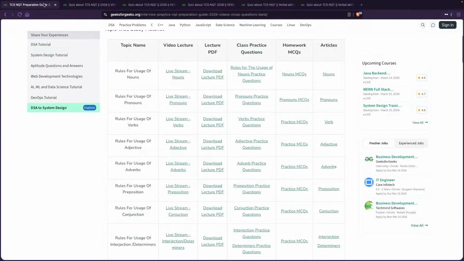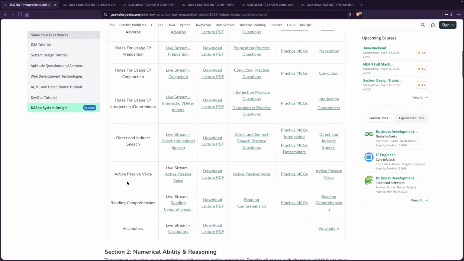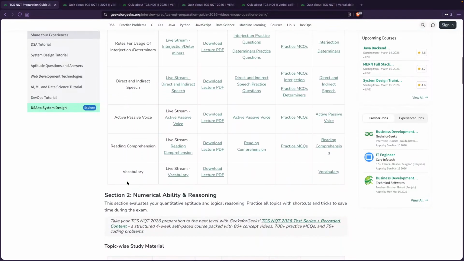How many have I done? 1, 2, 3, 4, 5. I'll add up to the adverbs. How many of these remain? Preposition, conjunction, interjection, determiners, direct and indirect, active passive, and reading comprehension. Vocabulary.